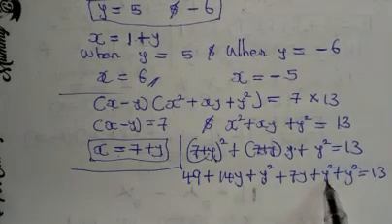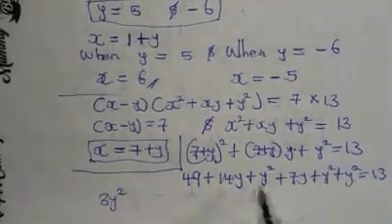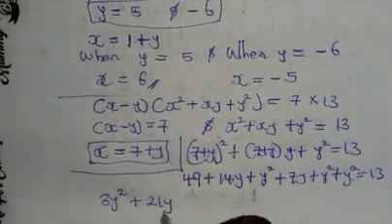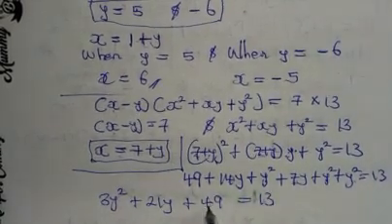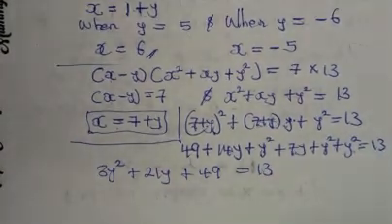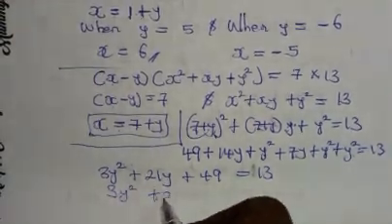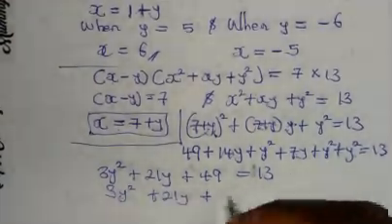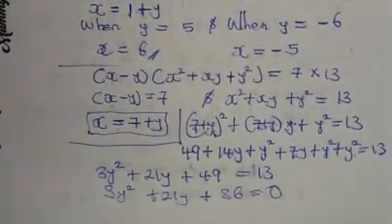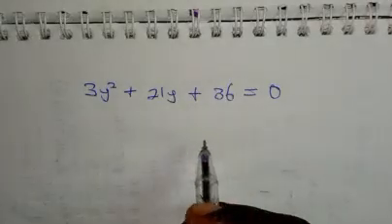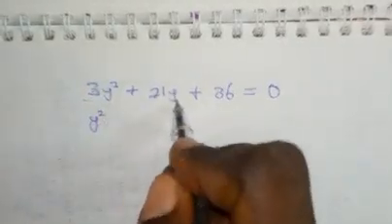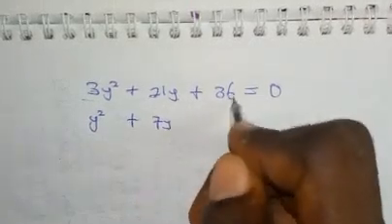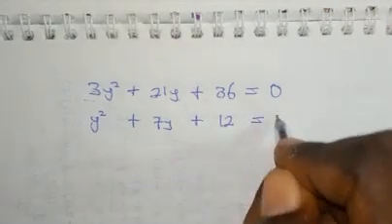So let's collect like terms. We have 3y squared, here we have 21y, and we have plus 49 is equal to 13. Bringing this to the left hand side, don't forget this is a quadratic equation. We have 3y squared plus 21y plus 36 is equal to 0. Moving on to the next page. So 3 can go into all of this. So 3y squared divided by 3, we have y squared. 21y divided by 3, we have 7y. And 36 divided by 3, we have 12 equals 0.